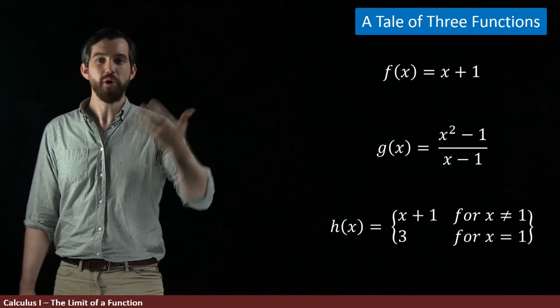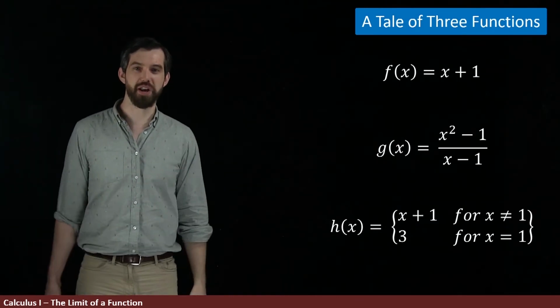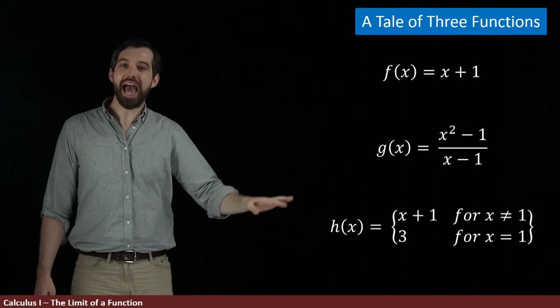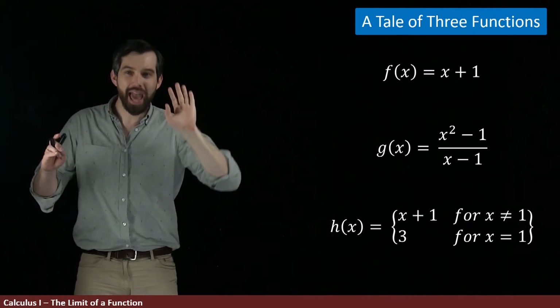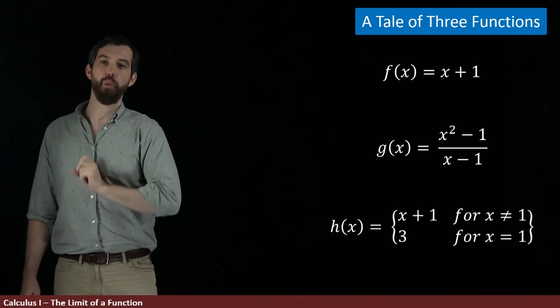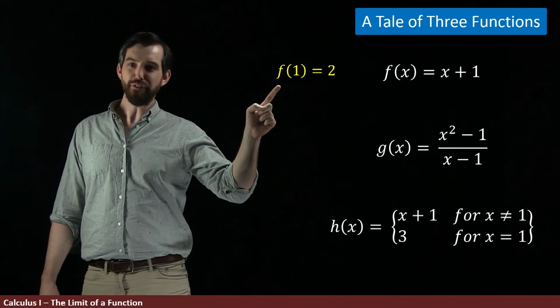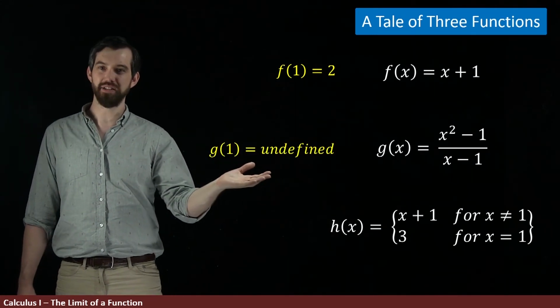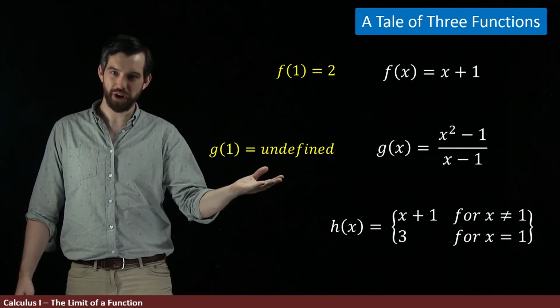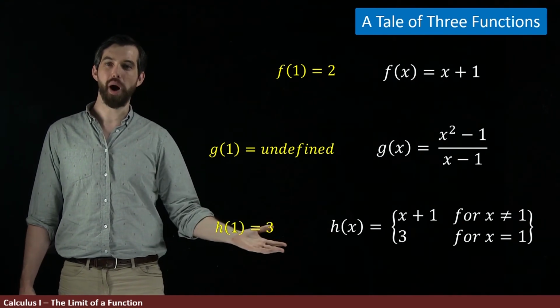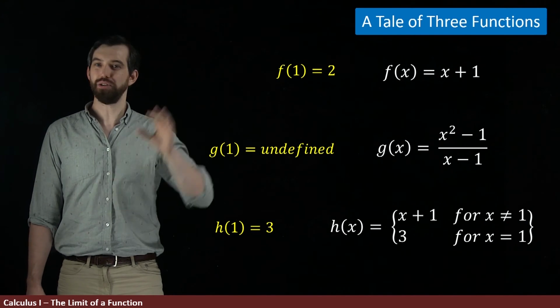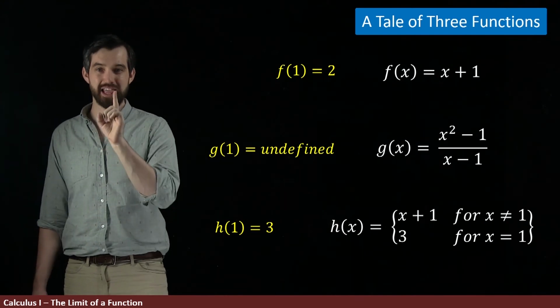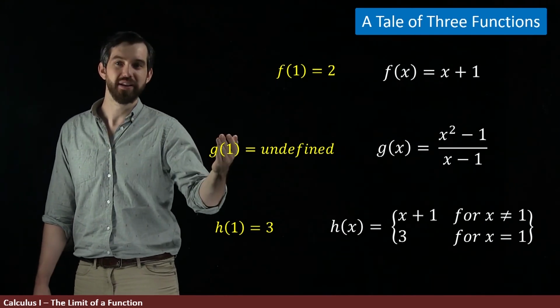So now if I go back to my three different functions we're talking about, well, the way to analyze them is they are the same everywhere except at 1. Because f of 1 is 2, and g of 1 wasn't even defined. There just was a division by 0, it didn't work out. And then h of 1 is the value of 3. So these functions are different at the point 1, but other than that, they're going to be the same.